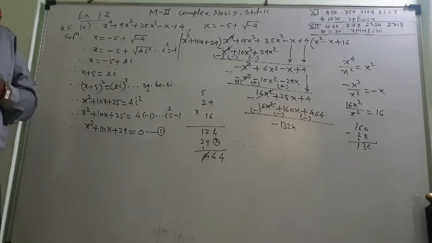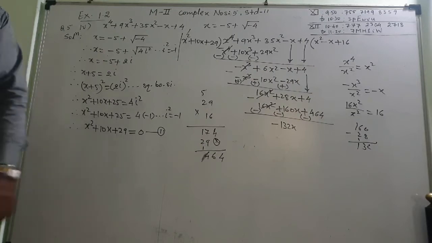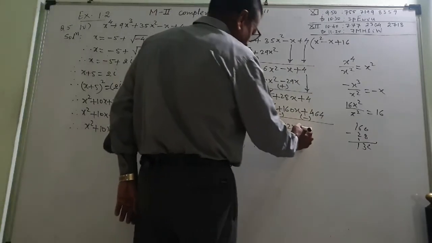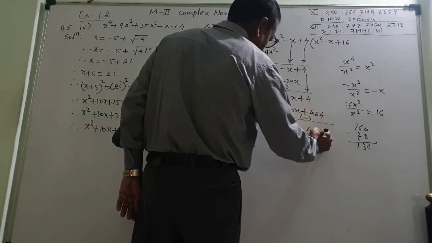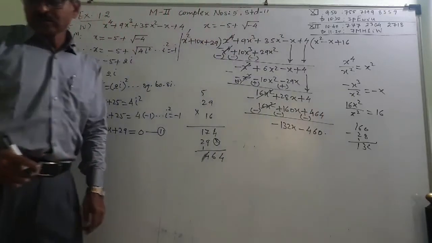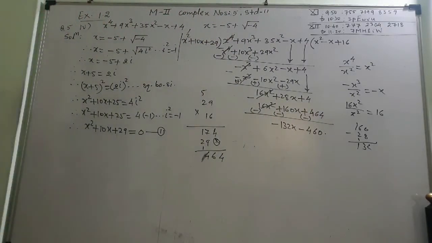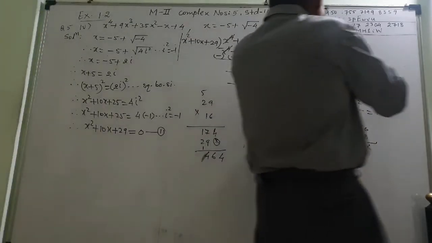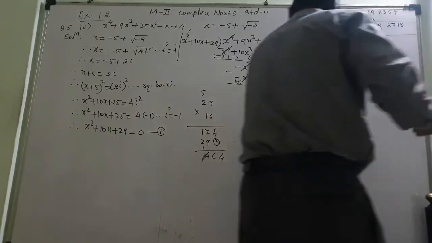So this is the same thing, and minus 460. So this is what we have got. Now out of this x square plus 10x, what this will come will be the... now there is no place. I will do it here. Now here also it won't fit.